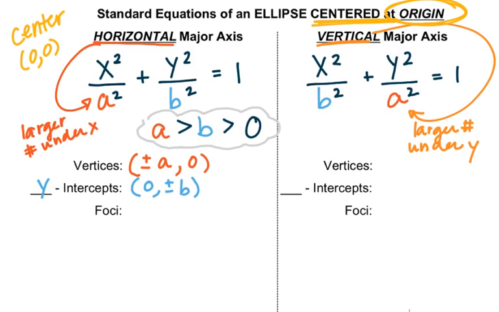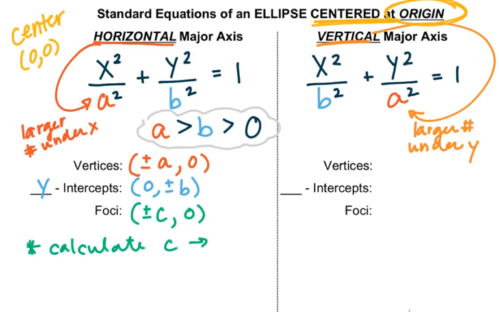And then the last piece here, the foci are on the same major horizontal axis as the vertices. The foci are found by using this number c. So we're going to say plus or minus c, comma 0. Now, you can see there's no c given, and that's because we always have to calculate the c value.